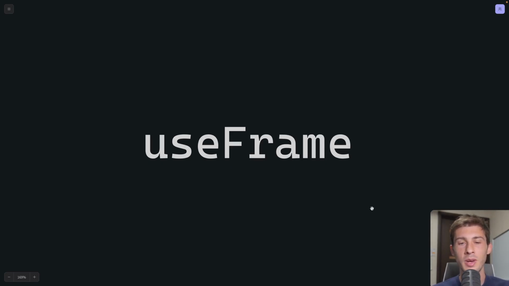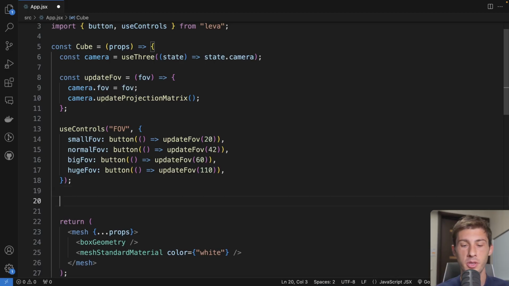First, what you need to understand is that Three.js is based on a render loop. What it means is what we see on the screen is the result of a loop that renders our scene every frame. As a video is a succession of images, a 3D scene is a succession of frames. And useFrame is a hook that allows us to execute code on every frame. Let's see how it works.